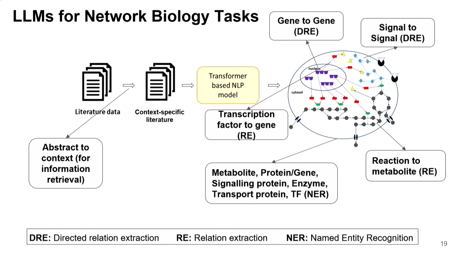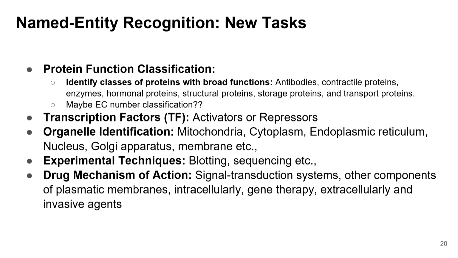So these are some of the interesting tasks for which data has to be built. For the named entity task, protein functional classification is still a problem. People have not done that, so we actually get the data for that, or even EC number classification, which is again an interesting topic. People are using sequence to predict the EC numbers. Transcription factors, whether they're activators or repressors, those kinds of data are not available.